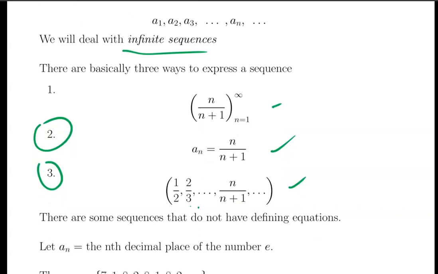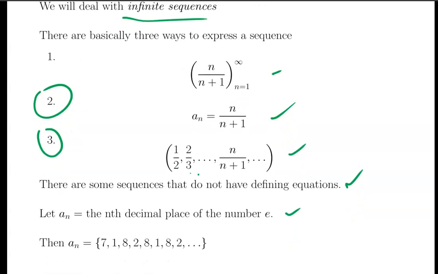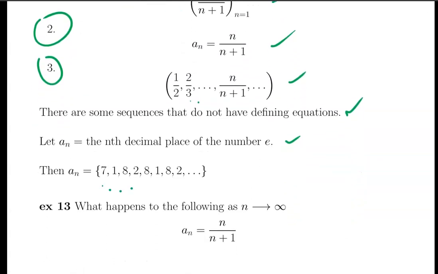You can also, you don't have to have a defining equation. So you can say, let a_n be the nth decimal representation of e, right? What's e? It's a number between 2 and 3. Well, it's 2.71828, right? So 7182818, this is a sequence which represents the nth decimal place of e. It does not have an equation. But it's still legit, and you can say, well, what happens to the sequence as n approaches infinity?